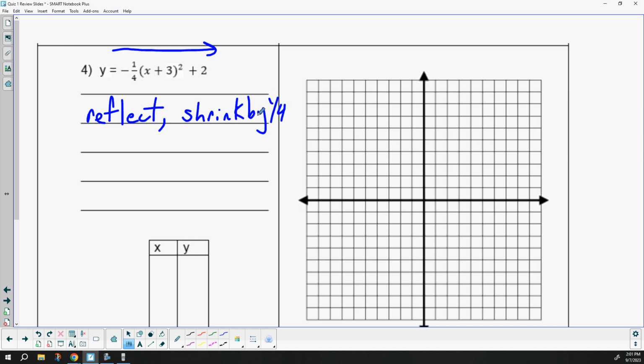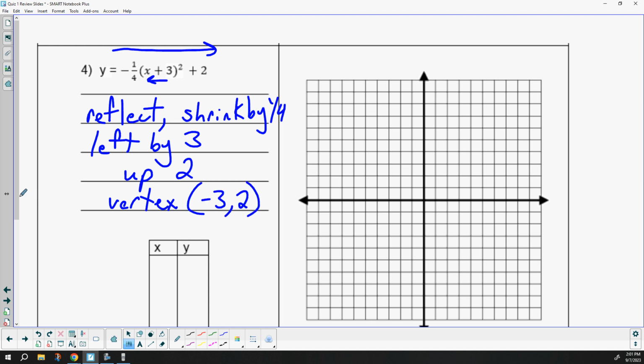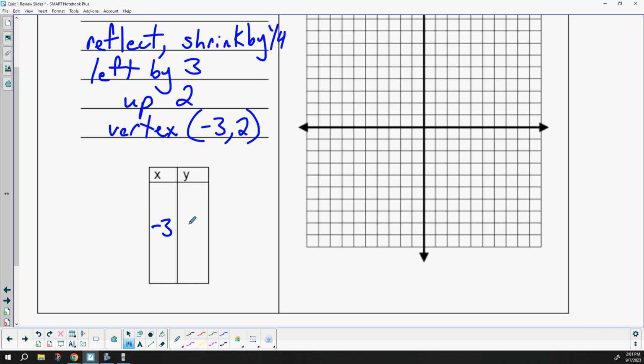X plus 3 means we're going to the left. Plus 2 up. Ooh, don't like that. 2. Which means our vertex went left, so negative 3. We went up, so positive 2. Negative 3, 2. Again, these are inputs. We input them and we'll get, oh boy, that should be a 2, sorry. We should get our outputs.